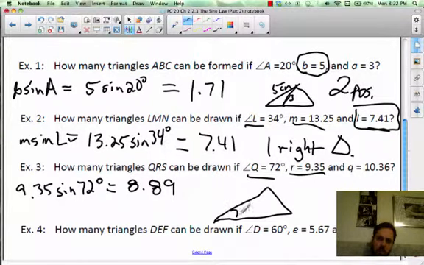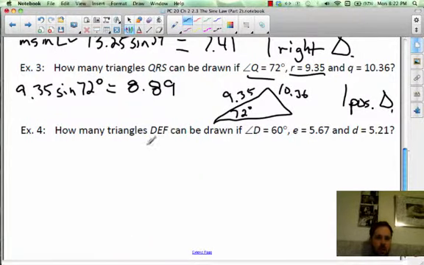We have this angle 72 degrees, which I haven't drawn even close to that. And we have this side 10.36. Now, this side is 9.35. So we can make a triangle because we only needed 8.89 for it to reach here. So it'll make a triangle here. But if we swing it, it's actually longer than this side. So when we swing this thing over, it can't make a second triangle. So there is only 1 possible triangle in this case.